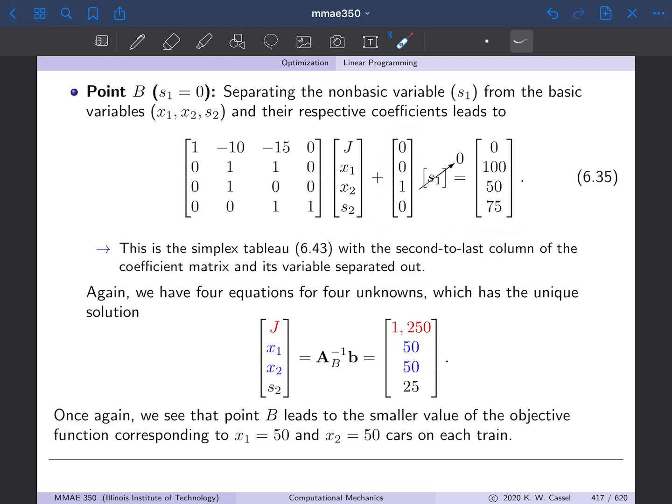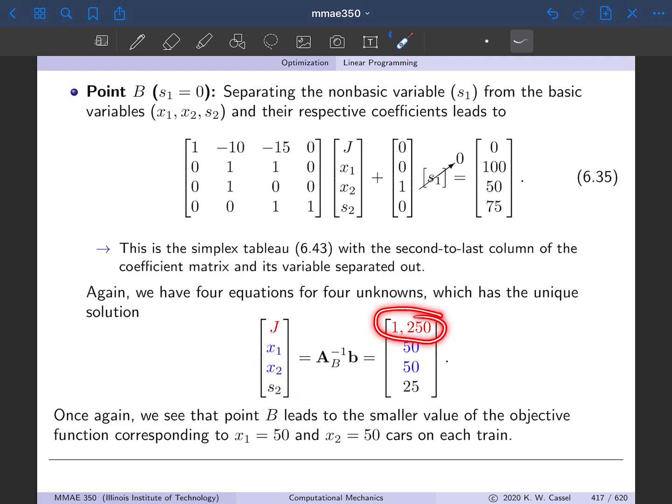Once again, same idea. So now S1 is 0, so this whole term is gone. And we now have a 4 by 4 system of equations to solve for all the variables. So we do that, again, using whatever technique we feel like, and we get that J is 1250, X1 and X2 are both 50, and S2 is now 25.